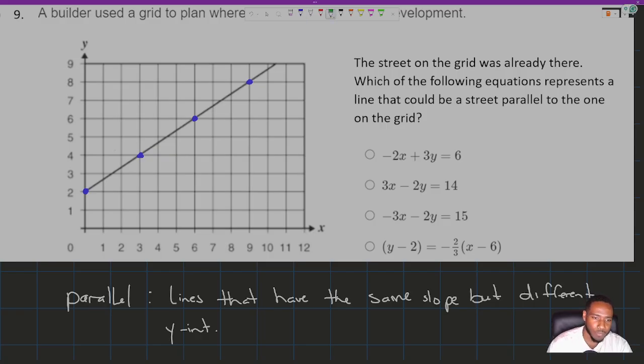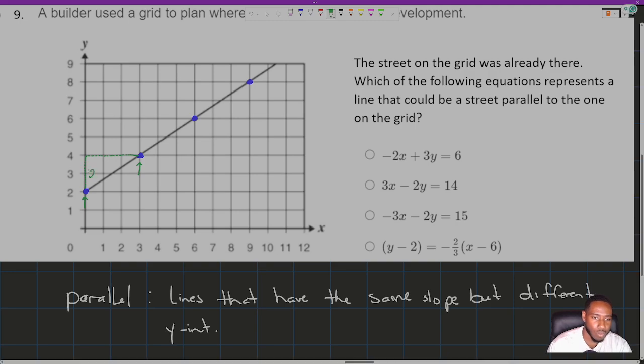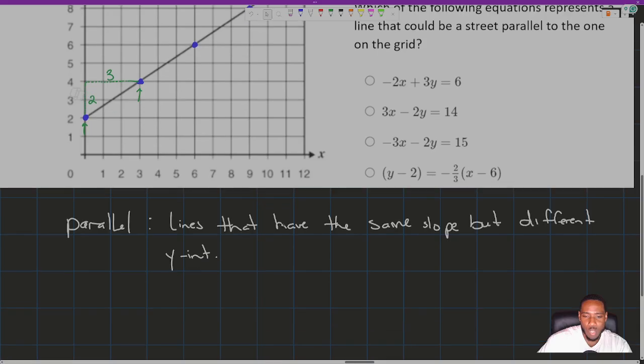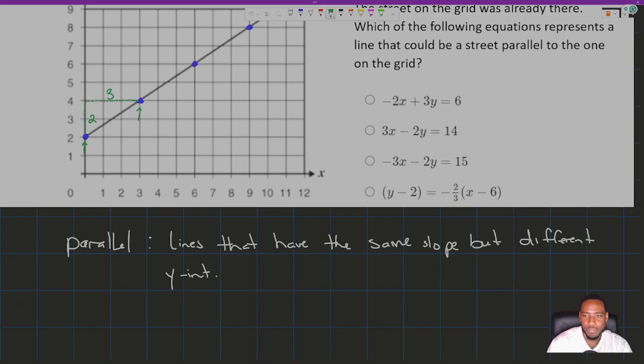So I'm going to pick the first 2, and if I go from this point here to this point here, I see that's a change of going up twice from 2 to 4, and to the right 3 times from 1 to 3. So that's 2 over 3. Okay? And so the slope that we see here is just that.